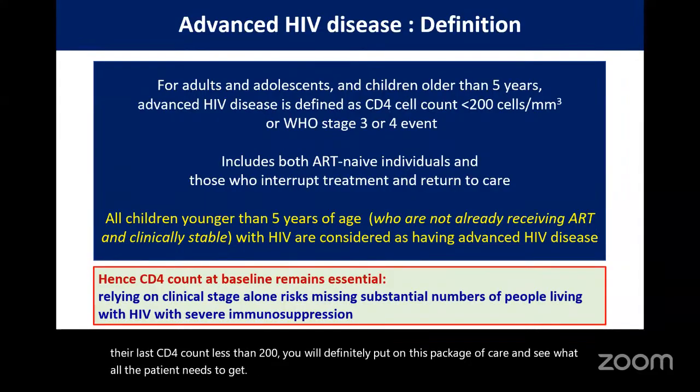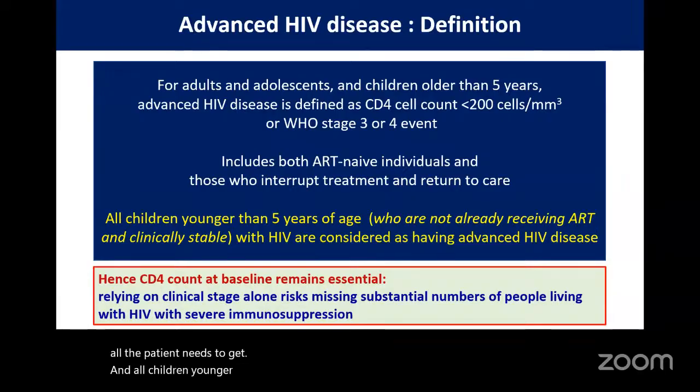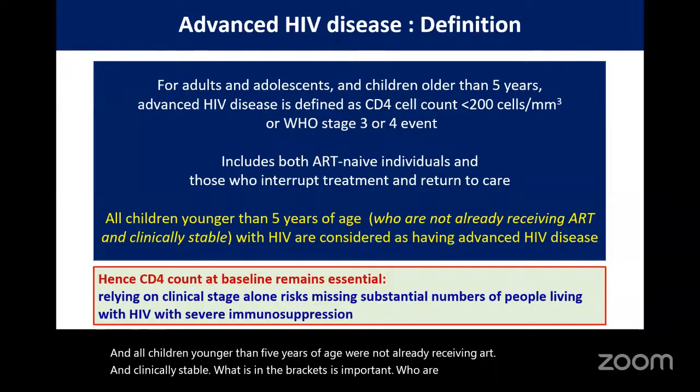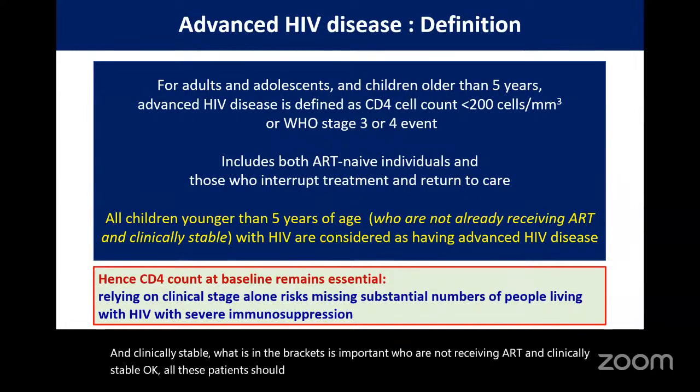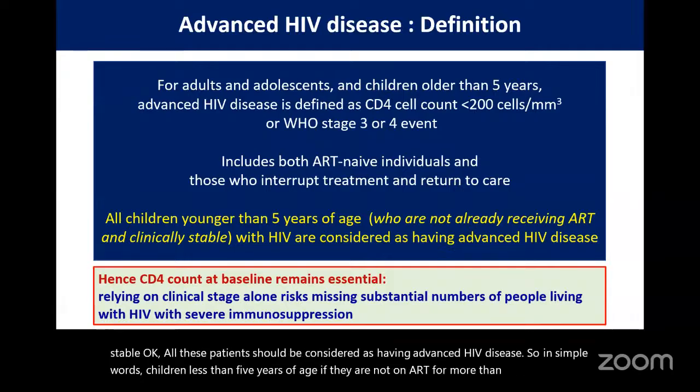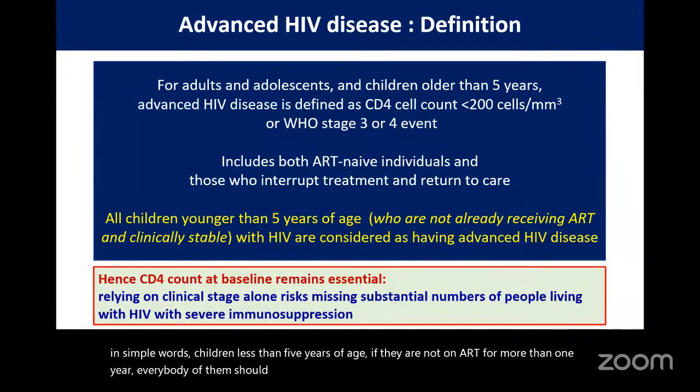And all children younger than 5 years of age who are not already receiving ART and clinically stable, what is in the brackets is important, who are not receiving ART and clinically stable. All these patients should be considered as having advanced HIV disease. So, in simple words, children less than 5 years of age, if they are not on ART for more than 1 year, everybody of them should be considered as advanced HIV disease.